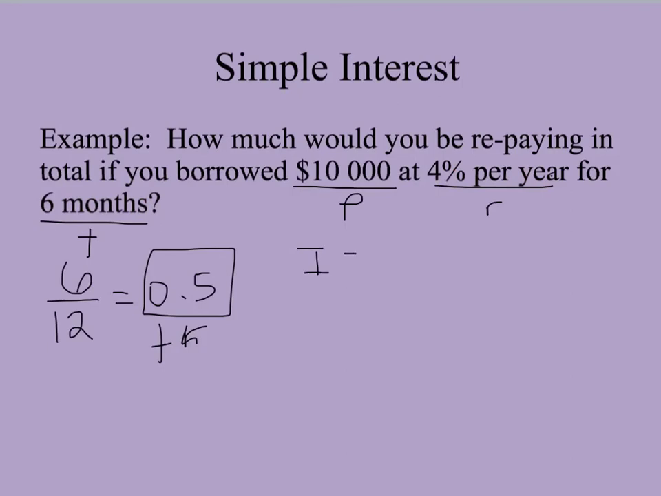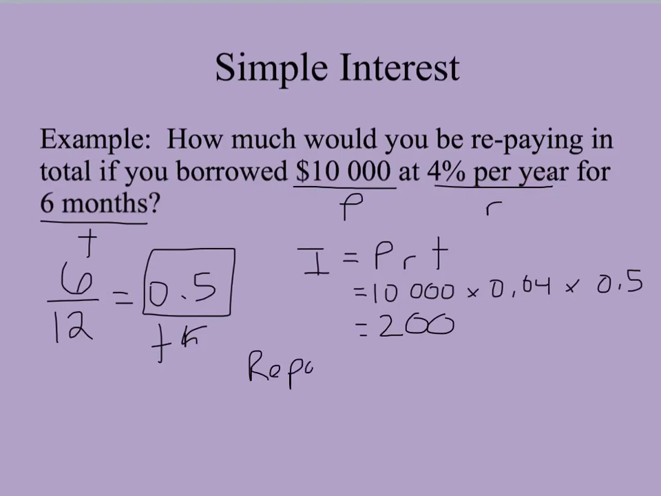So the interest equals the principal times the rate times the time. We have $10,000 times 0.04 times 0.5, because it's only half a year. So if you do that in the calculator, 10,000 times 0.04 times 0.5, you get $200. So that is the interest.